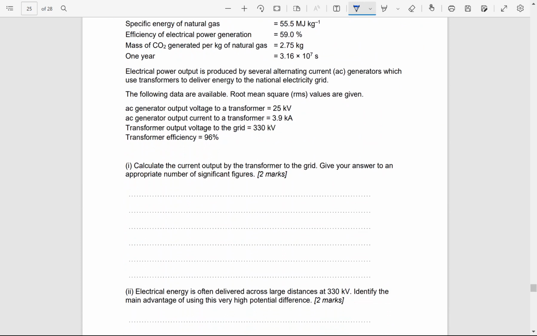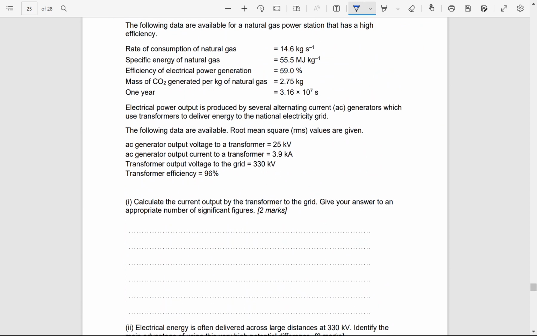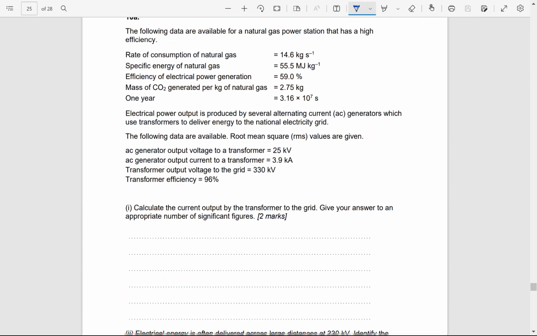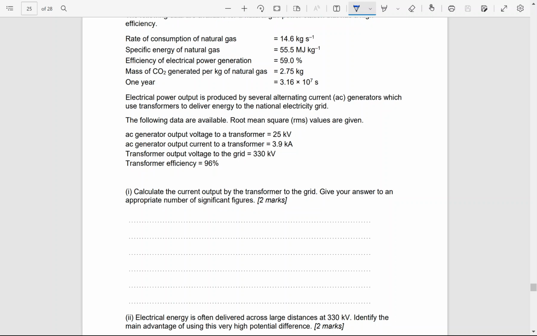Calculate the current output by the transformer to the grid. Give your answer to an appropriate number of sig figs. Right, before you listen to this, please just have a read through 10A. There is a lot of information there, and I'm just going to go straight through to the working.